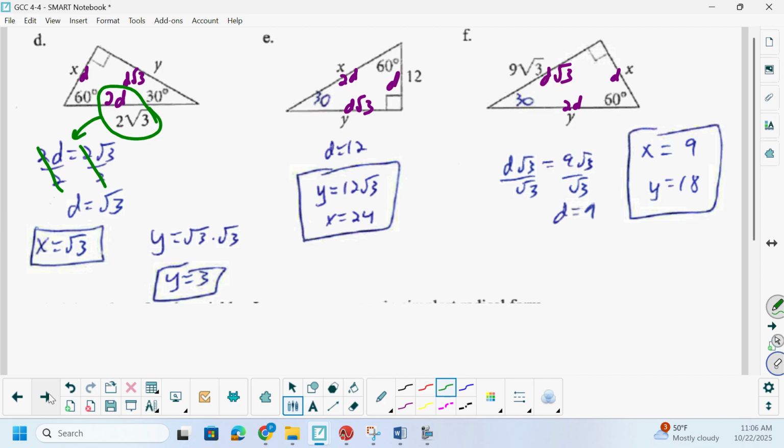So therefore, x is just that d value of square root of 3. Y is d times square root of 3. Well, because d was square root of 3, we end up with square root of 3 times square root of 3, so y is just 3.